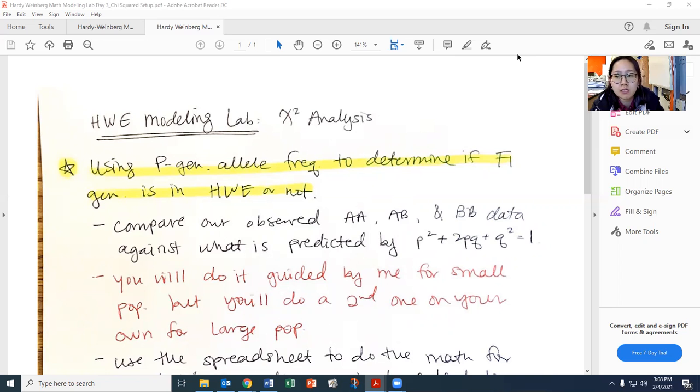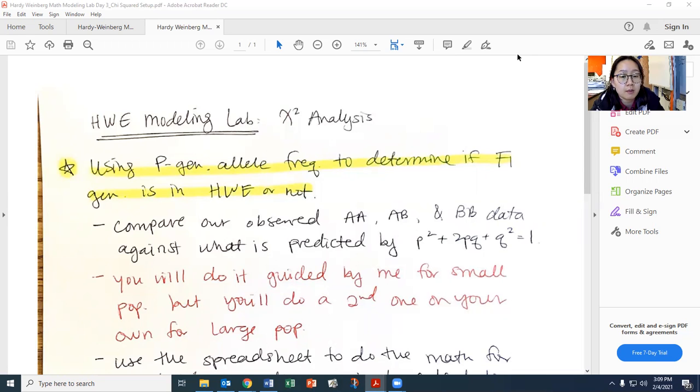And the only caveat is, remember that when we write a null hypothesis, we can only reject or fail to reject. So we can't say it is or is not in Hardy-Weinberg equilibrium. We can only say that our data currently shows that we can support our null hypothesis or we can't support our null hypothesis. And so you'll see what the null hypothesis says soon when we get to it.